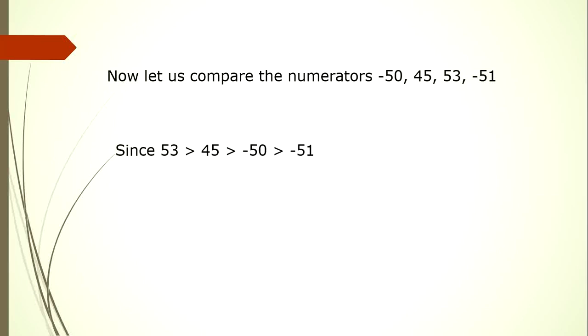Since 53 is greater than 45, greater than minus 50, greater than minus 51, we have 53 by 12 greater than 15 by 4 greater than minus 25 by 6 greater than minus 17 by 4. This we have arranged in the descending order.